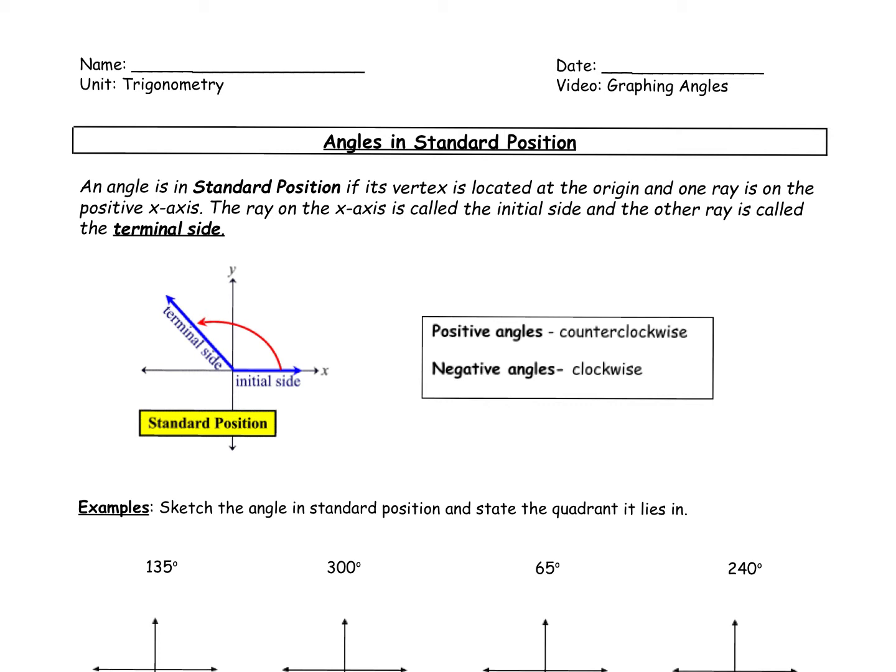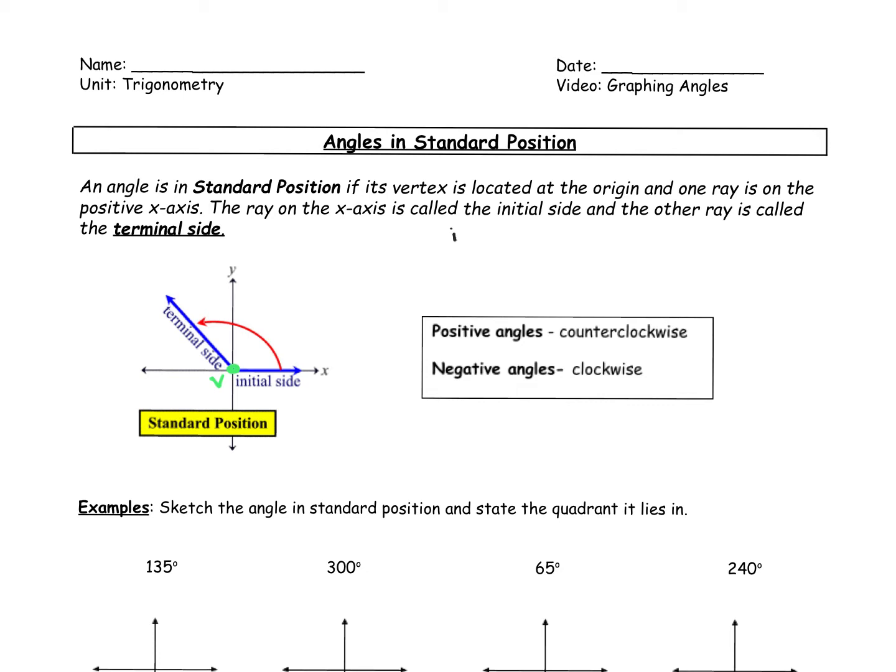So the vertex, I'll label it here, is where the initial side and the terminal side meet. And when you graph an angle, you always have to remember that positive angles are counterclockwise and negative angles are clockwise, just like we did in geometry. So there are basically three main components that we need for an angle.